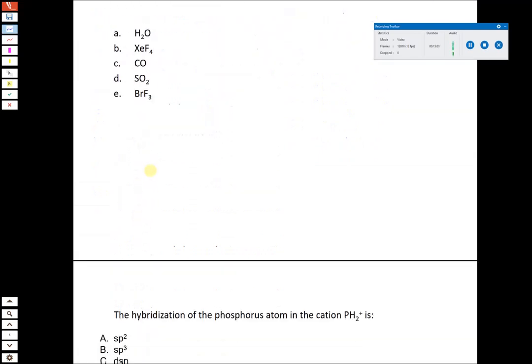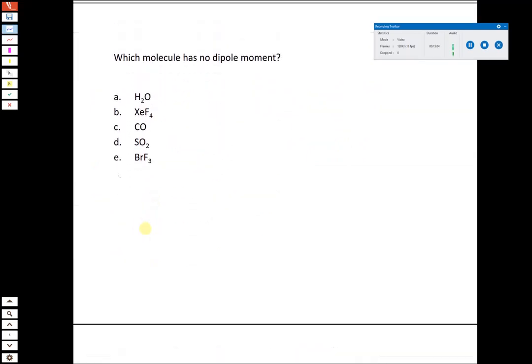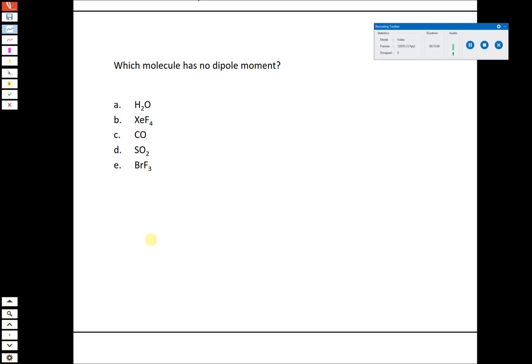And then one more similar type of question. These are all requests for students. I do want to go through all of them at least quickly. Which molecule has no dipole moment? So we have water, we have xenon tetrafluoride, CO, SO2, BrF3. So no dipole moment means nonpolar.